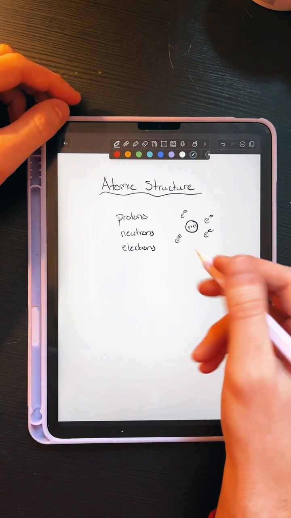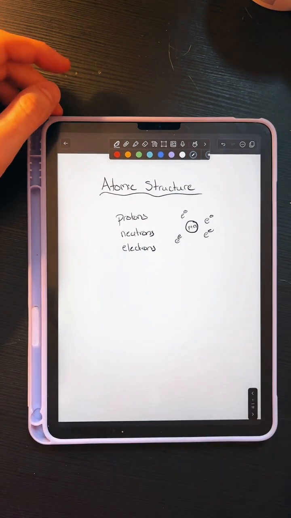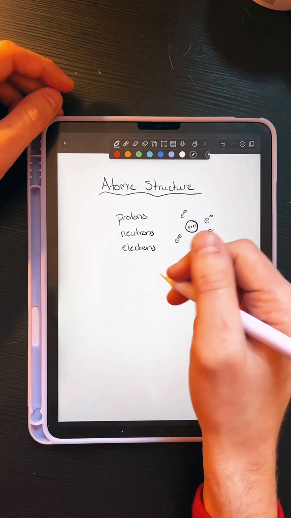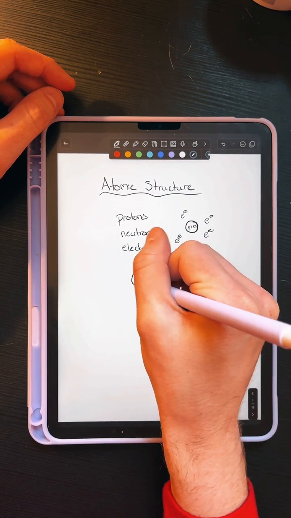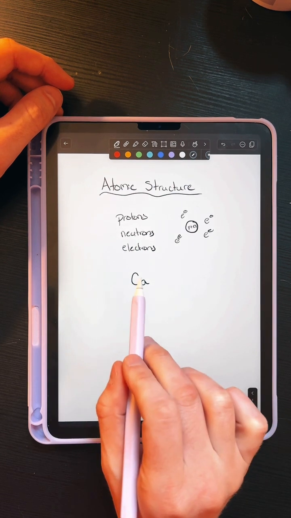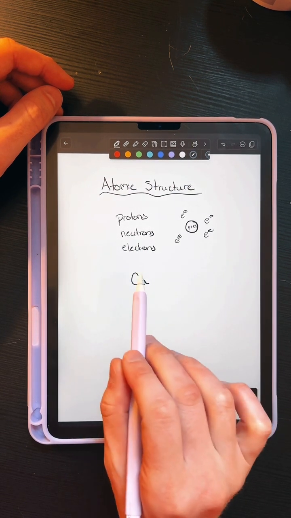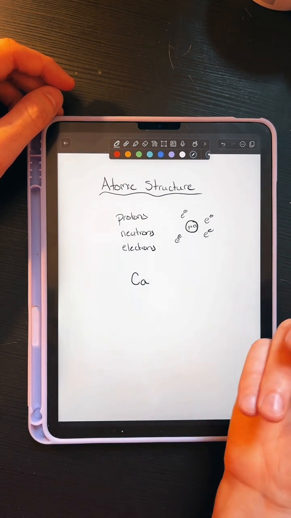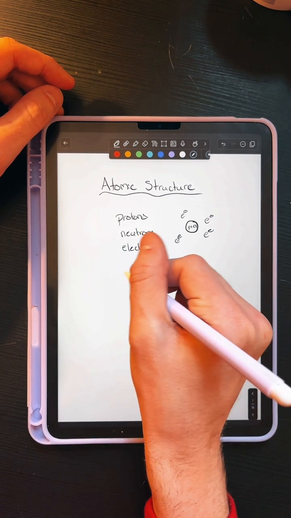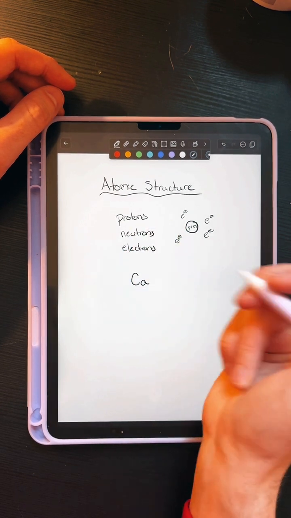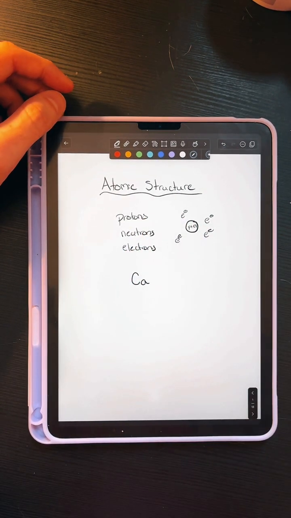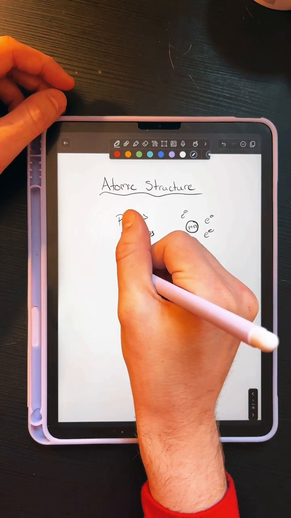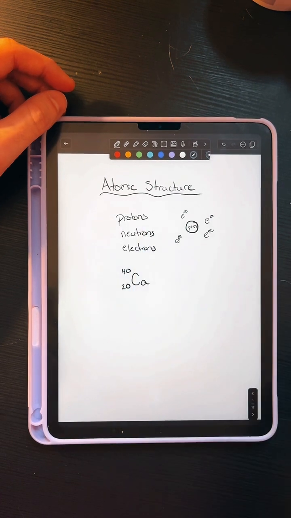We use the periodic table and the chemical symbols. So let's take, for instance, calcium. Calcium has an element symbol of Ca, so we have C and A as our element symbol. Then we'll have a number up top and a number on the bottom here. Calcium's numbers are 40 and 20, so we'll do 40 up top and 20 on the bottom.